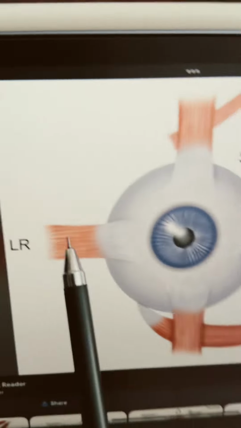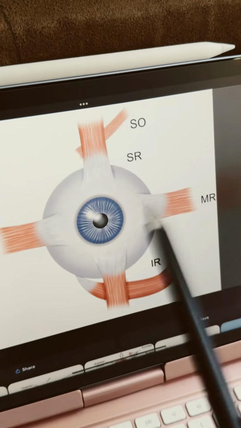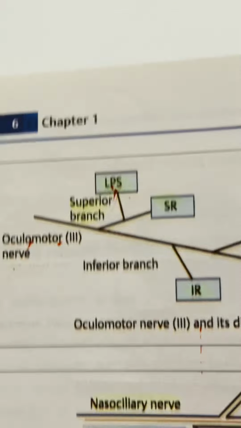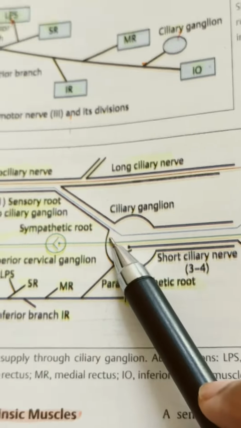So apart from SO4 and LR6, all other extrinsic muscles are supplied by the oculomotor nerve. Apart from the extrinsic muscles, the oculomotor nerve also supplies your levator palpebrae superioris, which is your upper eyelid muscle, and we also have the ciliary ganglion. The ciliary ganglion receives 3 inputs.